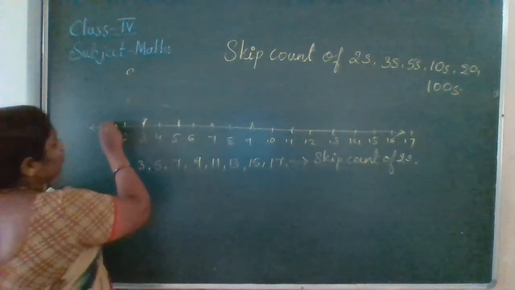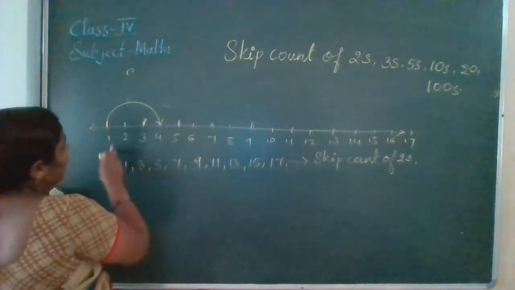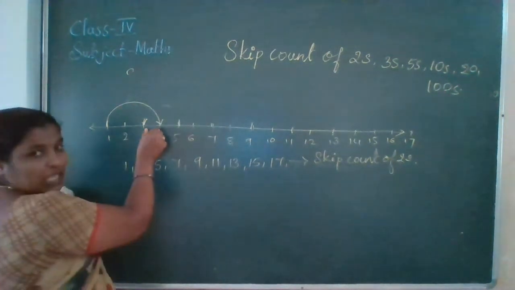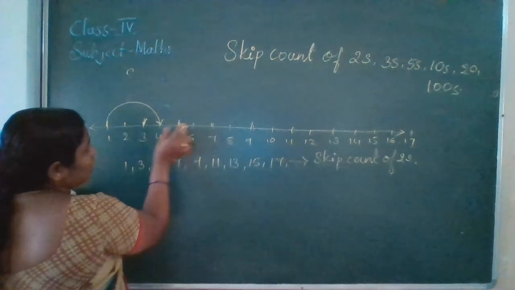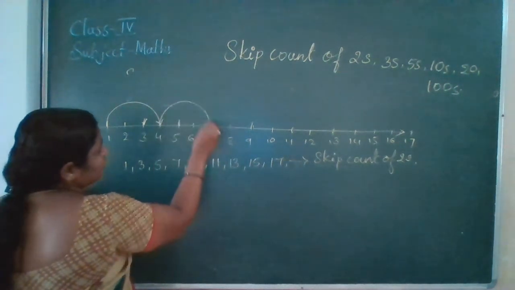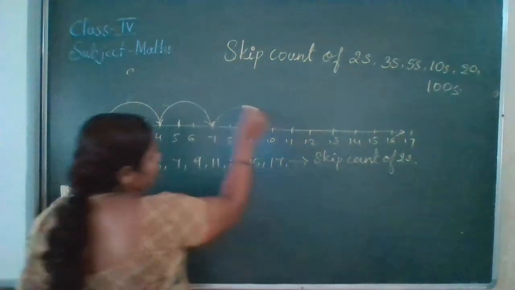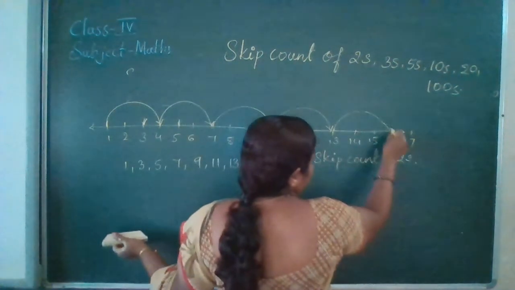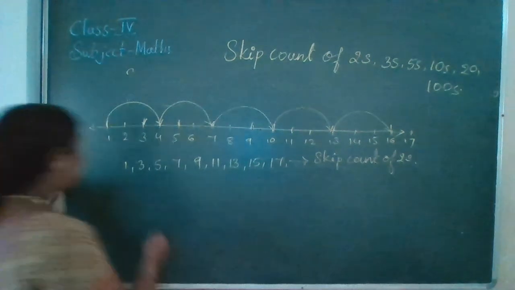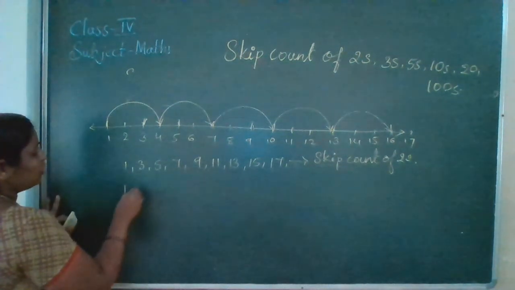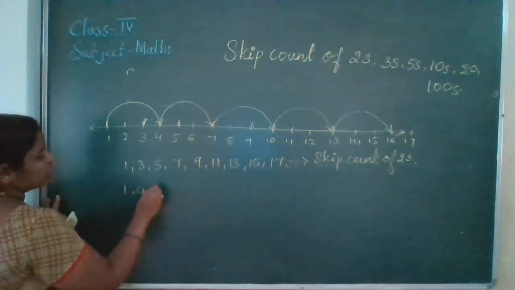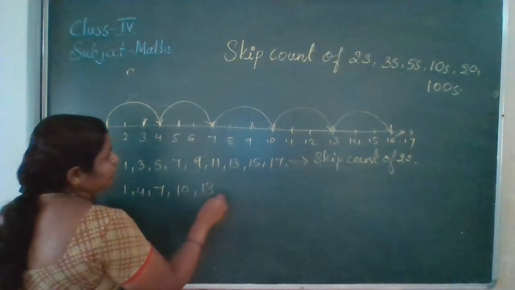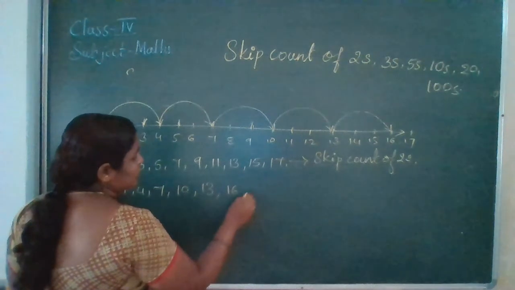I'll directly go to 4. How much did I jump? 1 step, 2 steps, 3 steps I jumped. Next again 1, 2, 3 jump. 3 steps I jump. Again 3, 3. I'll write those numbers here: 1, 4, 7, 10, 13, 16.